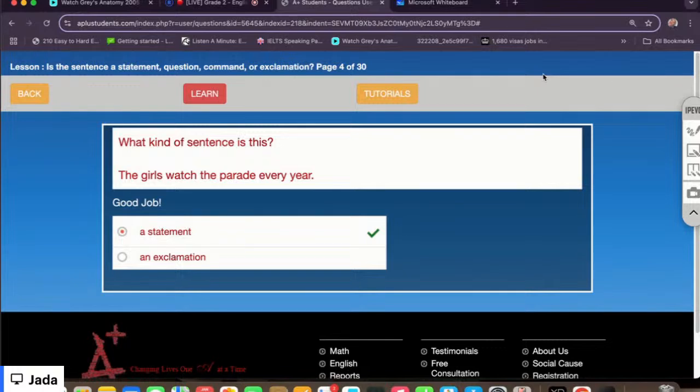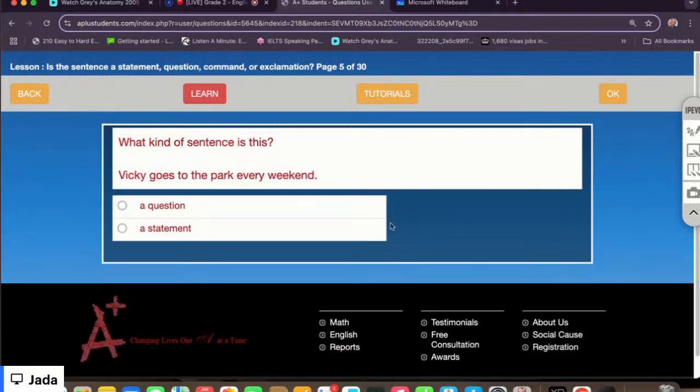So this is a statement. It's telling us that the girls watch the parade every year. Okay. Now we have: Vicky goes to the park every weekend.